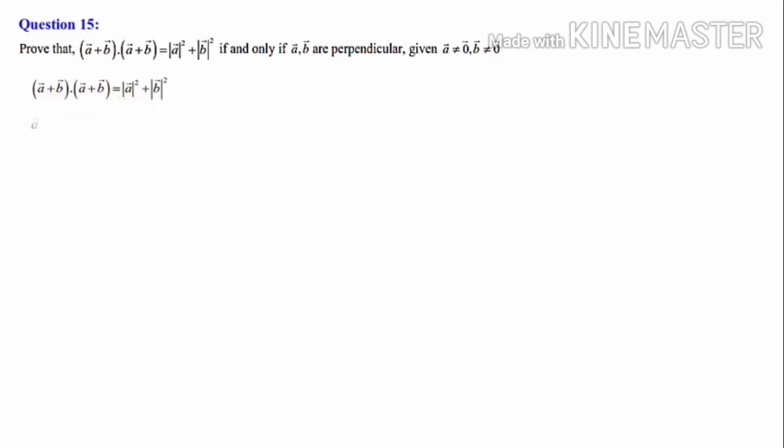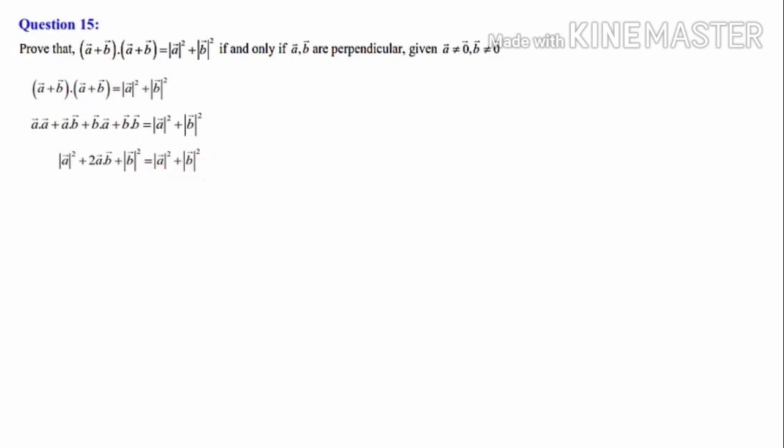Let's take the dot product on the left side. A dot A plus A dot B plus B dot A plus B dot B is equal to the right side, which is the same. A dot A, we know, is modulus of A squared. A dot B and B dot A are the same because the dot product is commutative. So we can write B dot A as A dot B. When you add these two, we will get 2 A dot B. Then B dot B is modulus of B squared. So left side is modulus of A squared plus 2 A dot B plus modulus of B squared, equal to the right side, modulus of A squared plus modulus of B squared.